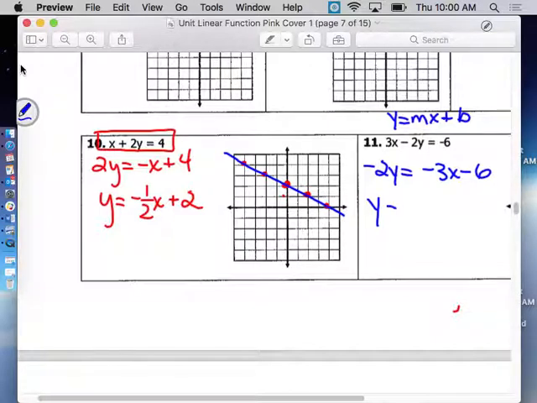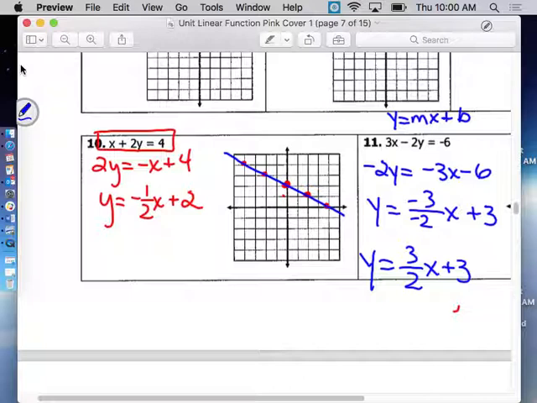When I do that, I have -3 over -2 with my x, and then I have -6 divided by -2, making that positive. Since I had -3 and I divided it by -2, this now becomes positive. So I have y equals 3/2 x plus 3. So I've successfully converted this into slope-intercept form. And then I feel confident that you all can graph from there.